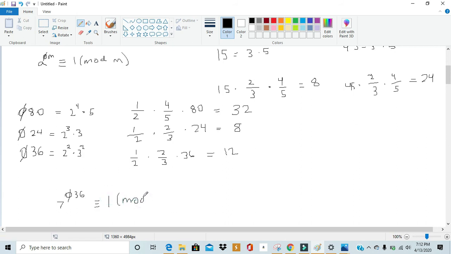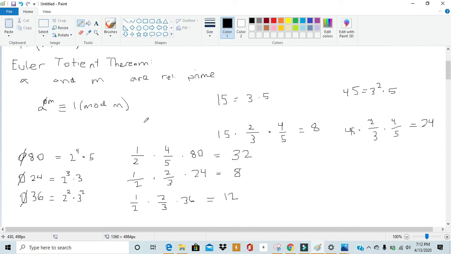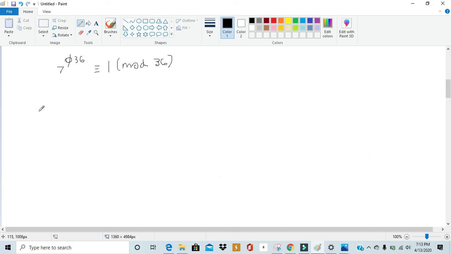This kind of property would be really useful if we try to find the remainder when a larger number is put mod 36. Anyways, I'll show examples of said kinds of questions later. So let's try something else. Let's say m is a prime number. Then what would happen? Let's just try the totient function, but if m was a prime number.